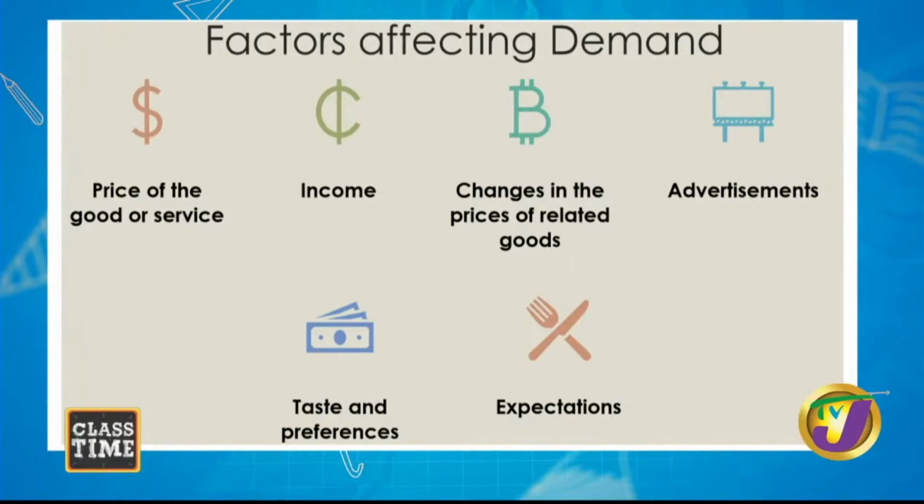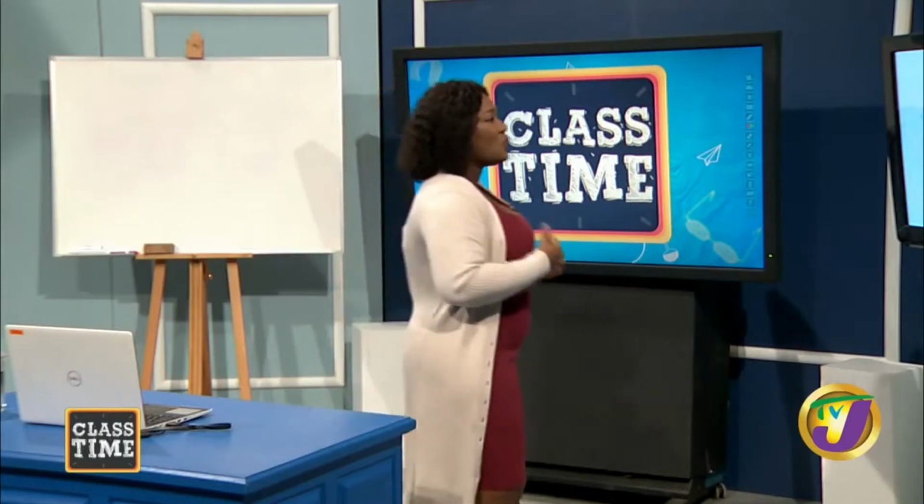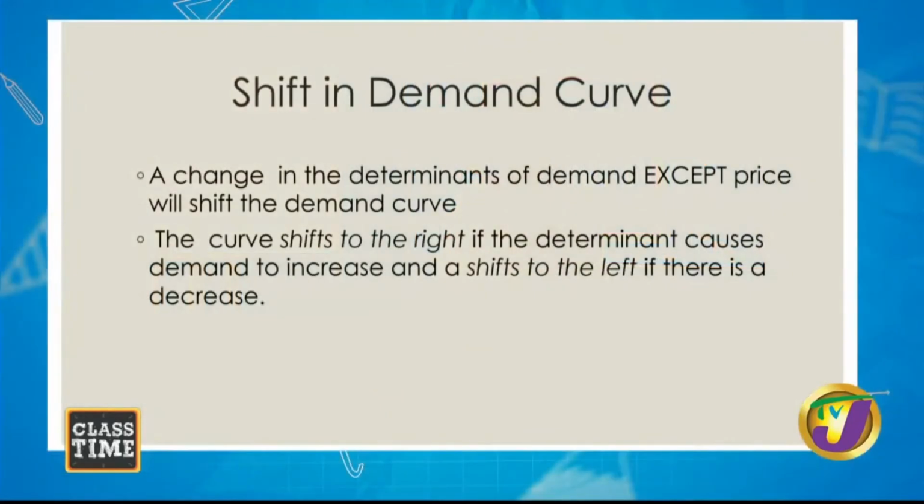So let's look at another. Let's look at something that is called a shift in demand. Now, a shift in demand, students, we look at a change in the determinants of demand except price. This will shift the demand curve. The curve shifts to the right if the determinants cause demand to increase, and shifts to the left if it causes the demand to decrease.